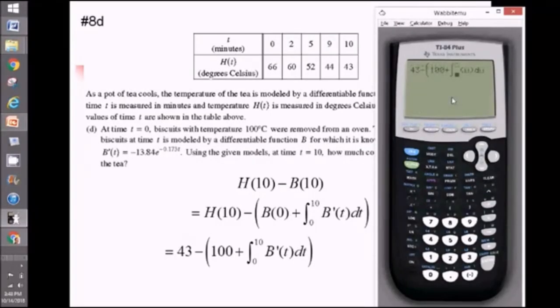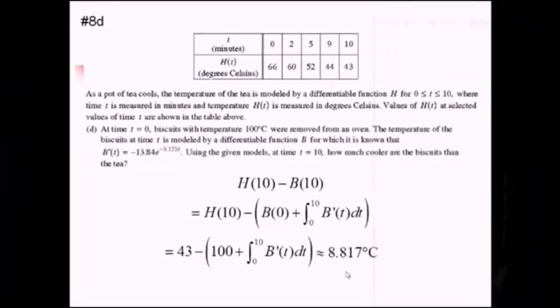And our integral is going from 0 up to 10. I already entered this function under y1, so I'll just do alpha and then trace to bring up y1 there. And we want dx. No need to close the parentheses, let's just press enter. And that all comes out to about 8.817 if I round off to the nearest 3 decimals. And that's going to be in degrees Celsius.